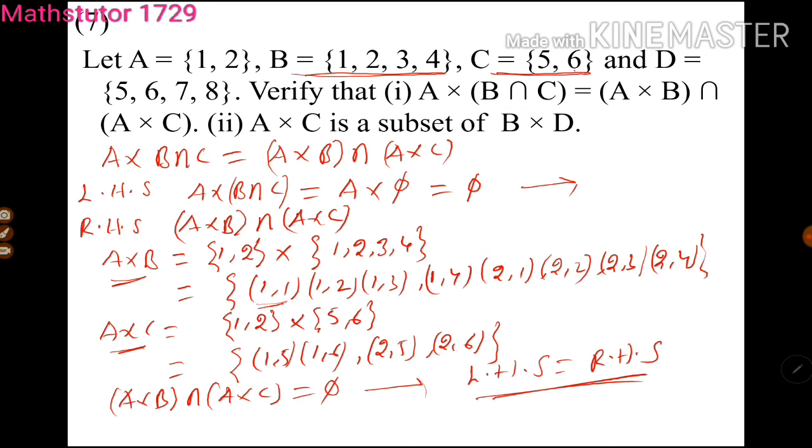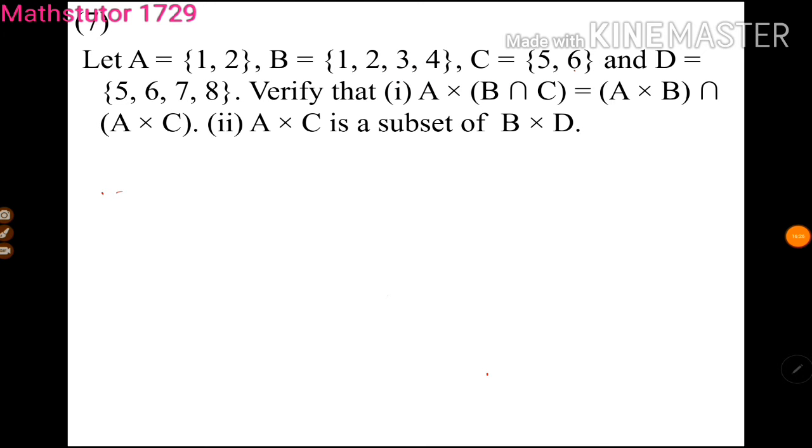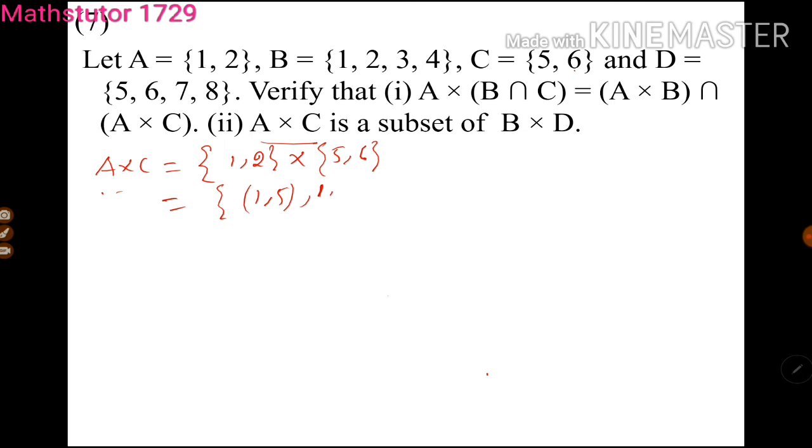Now come to the second one. Show that A cross C is a subset of B cross D. Now find the set A cross C. {1, 2} cross {5, 6}. Make the ordered pairs (1,5), (1,6), (2,5), (2,6).